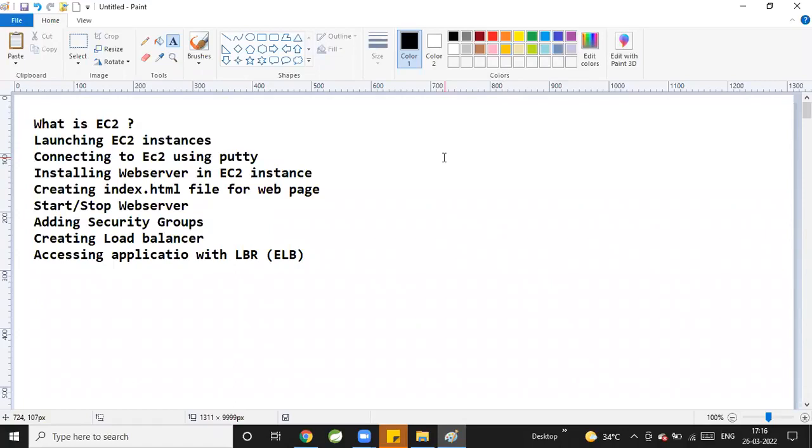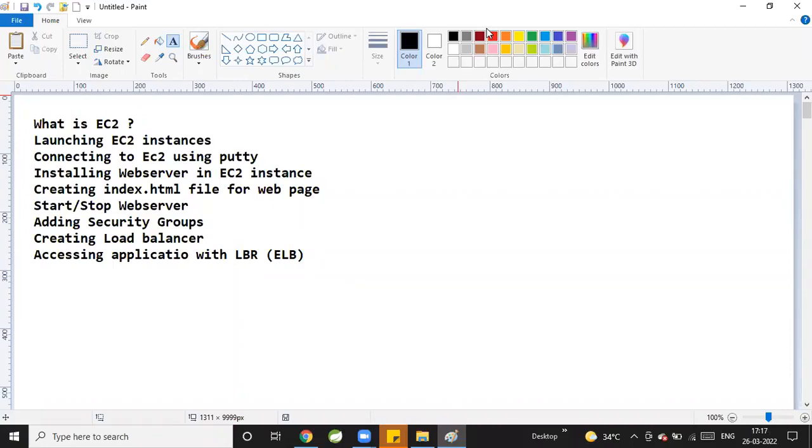Once we connect to EC2 using PuTTY, we are installing a web server. Can anyone tell me why we are installing a web server in the Linux machines? The website. Yeah, and the web applications. Developers are going to develop the web application. In order to run that web application, we need a web server. Web server will run the web application. That's the reason we are installing a web server in the Linux machine.